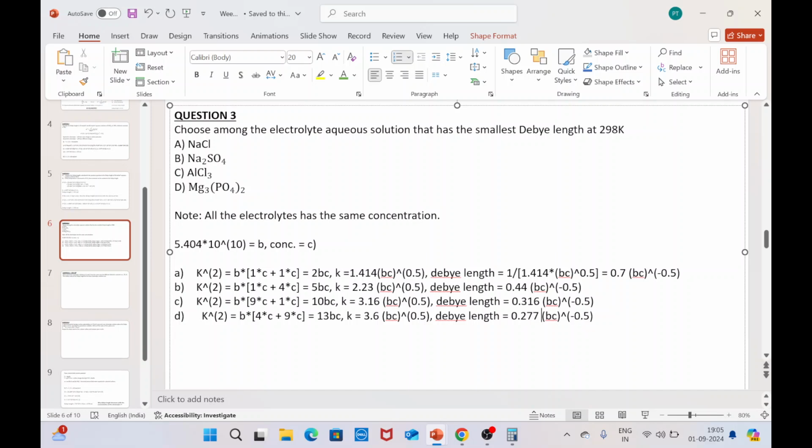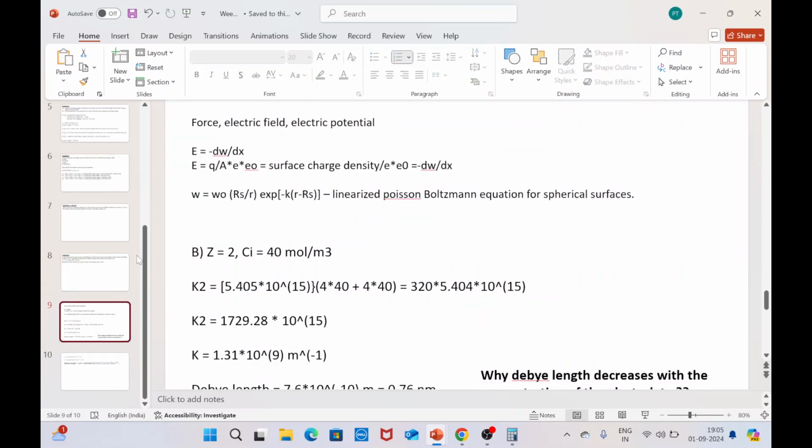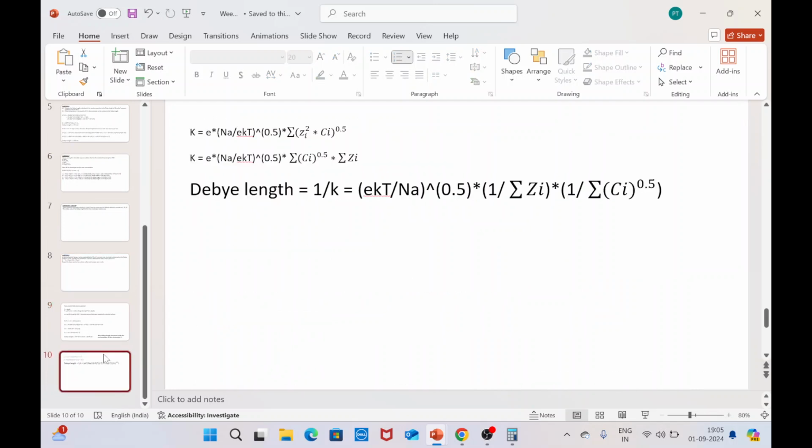So if you see, if the Bc factor is constant, then Bc power minus 0.5 will also be constant. So with that, the last option D has the minimum value of Debye length. So I think somebody told A, so the option is D. You can use this equation again, that is a more lengthier way to solve. But if you see this equation, I hope you are able to see this equation.